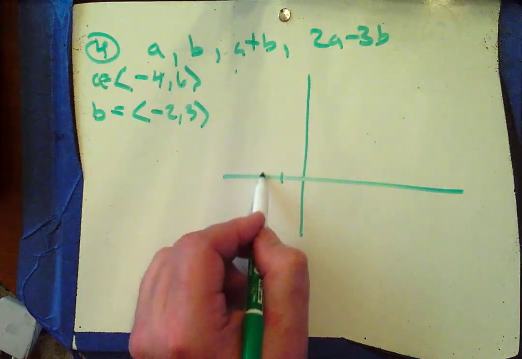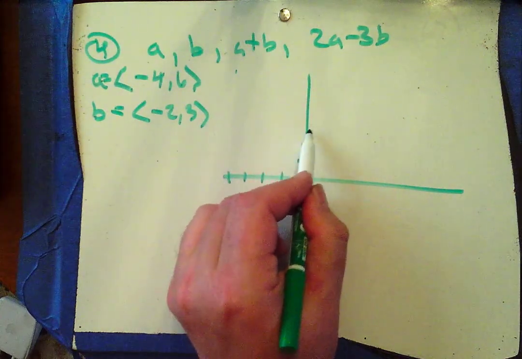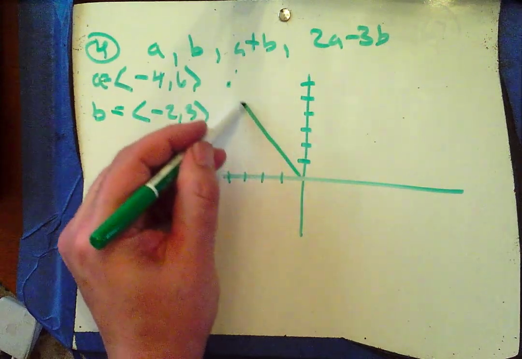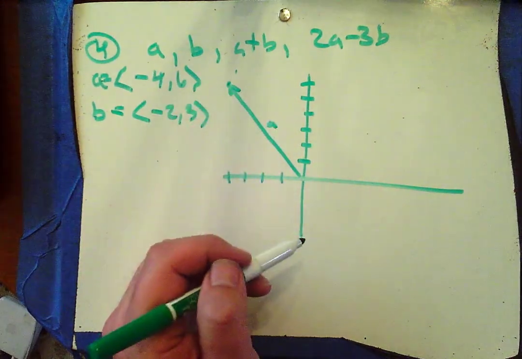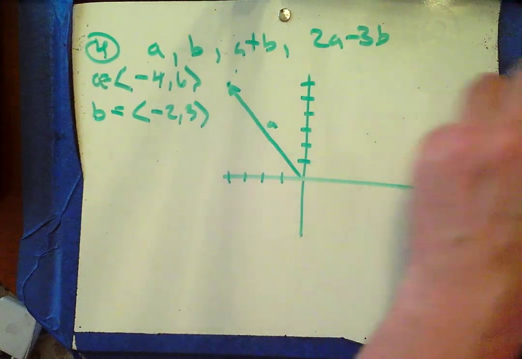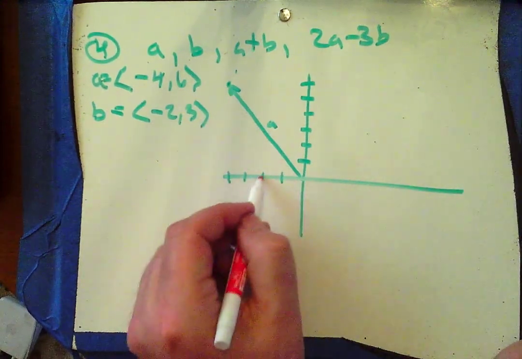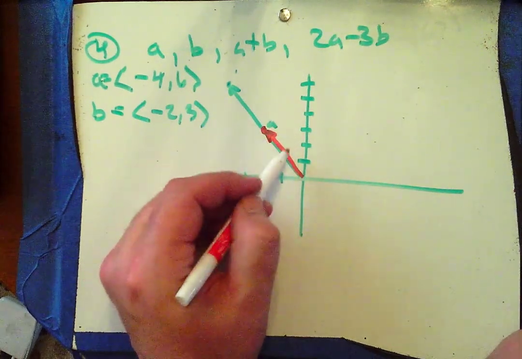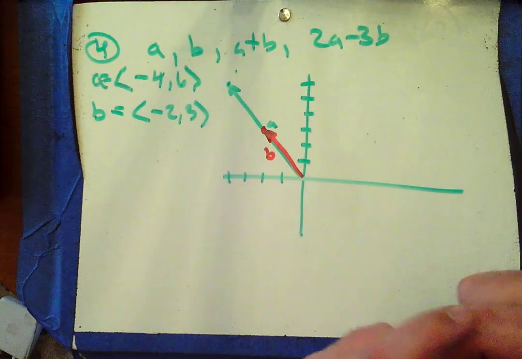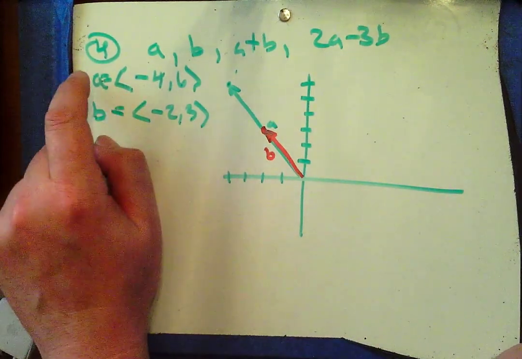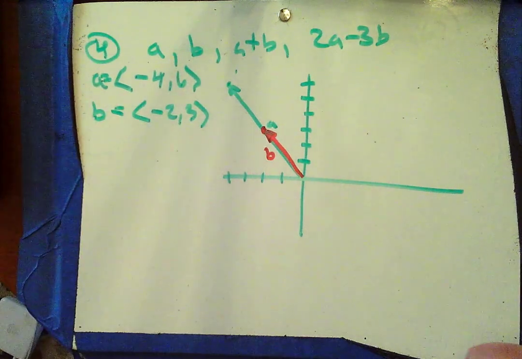Negative 4, 6 is going to be this vector. There's a. b is negative 2, 3. Huh. Negative 2, 3 is here. Well, look at that. a and b go in the same direction. a and b are just scalar multiples of each other. Okay. Now what about a plus b?